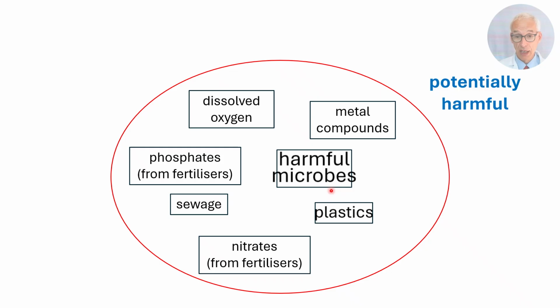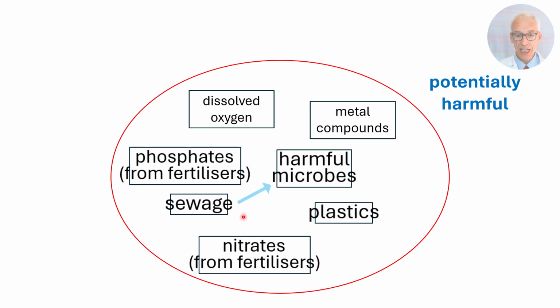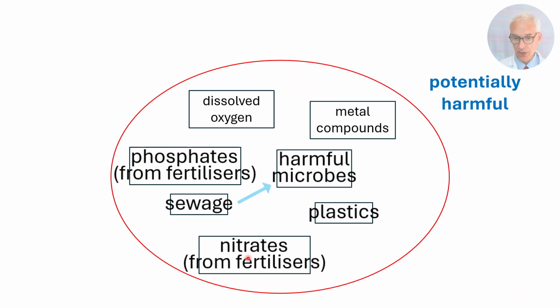harmful. Plastics, again, read up about that. Plastic pollution is a concern. Sewage, apart from anything else, often contains harmful microbes. Phosphates and nitrates from fertilizers. These 3 on the left are associated with deoxygenation of waterways.